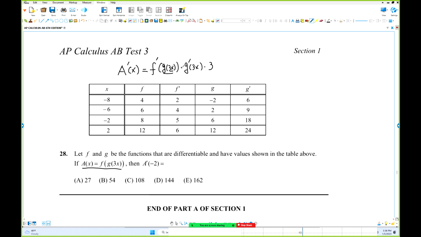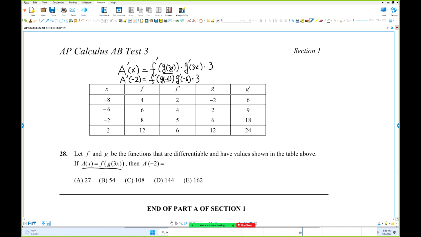Now you're going to find what? At x equals negative 2, put in x equals negative 2. A prime of negative 2 equals f prime of g of 3x at negative 2, which is negative 6, times g prime of negative 6, and times 3. Are you okay with this? Oh, yeah.